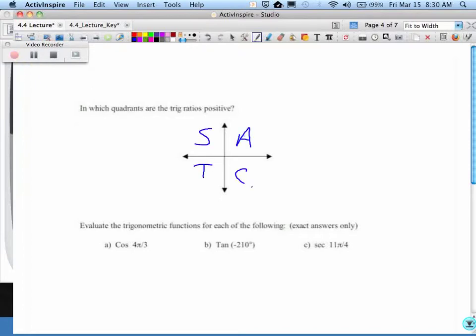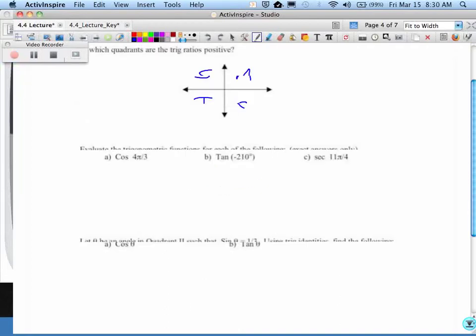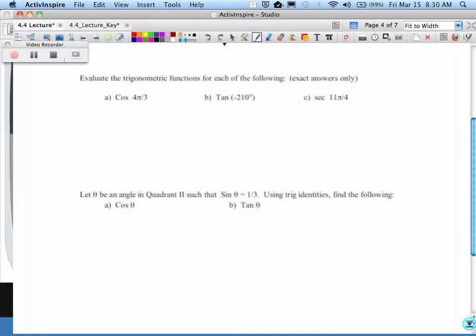You've done some of this work already? So get a calculator out. No. ASTC. Oh, we're good. Get your unit circles out. Maybe flip back to yesterday's lecture.